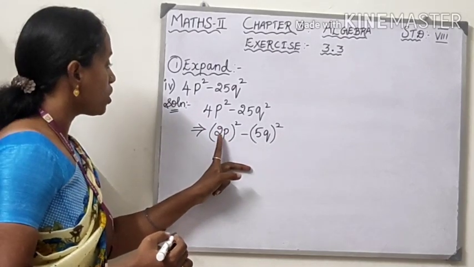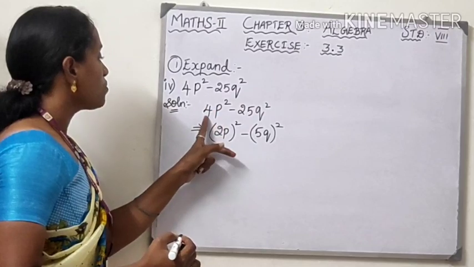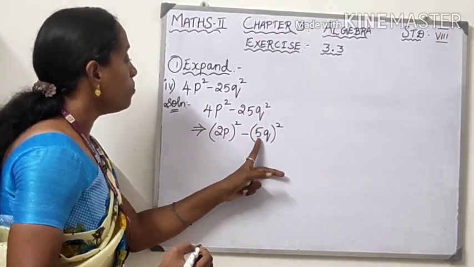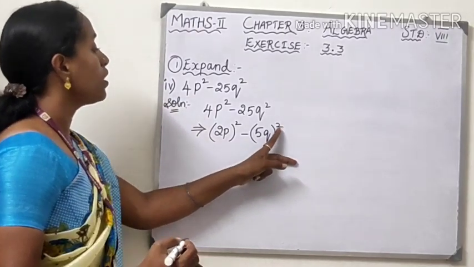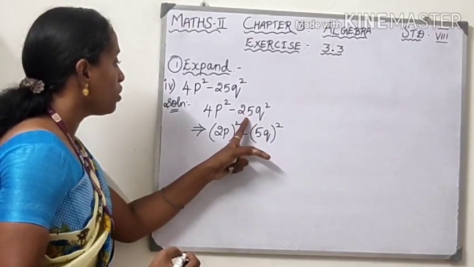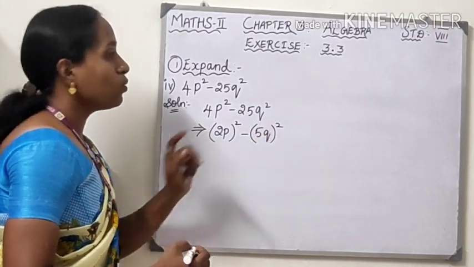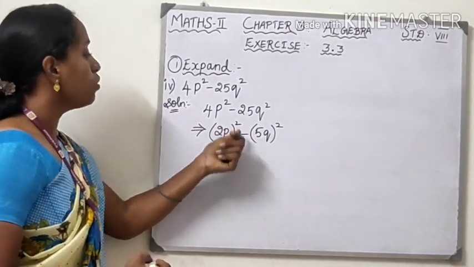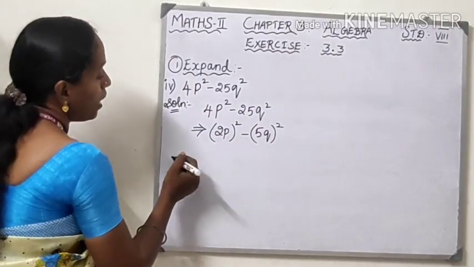If you just check this, 2 square is nothing but it is 4 and p square will come. So 4p square minus this 25 can be written in the form 5q the whole square. So when you just take this square inside the bracket, you will get back your question. So 5 square is nothing but 25 and you will get q square. So we can write our given question as 2p the whole square minus 5q the whole square. Now we are going to compare this one.